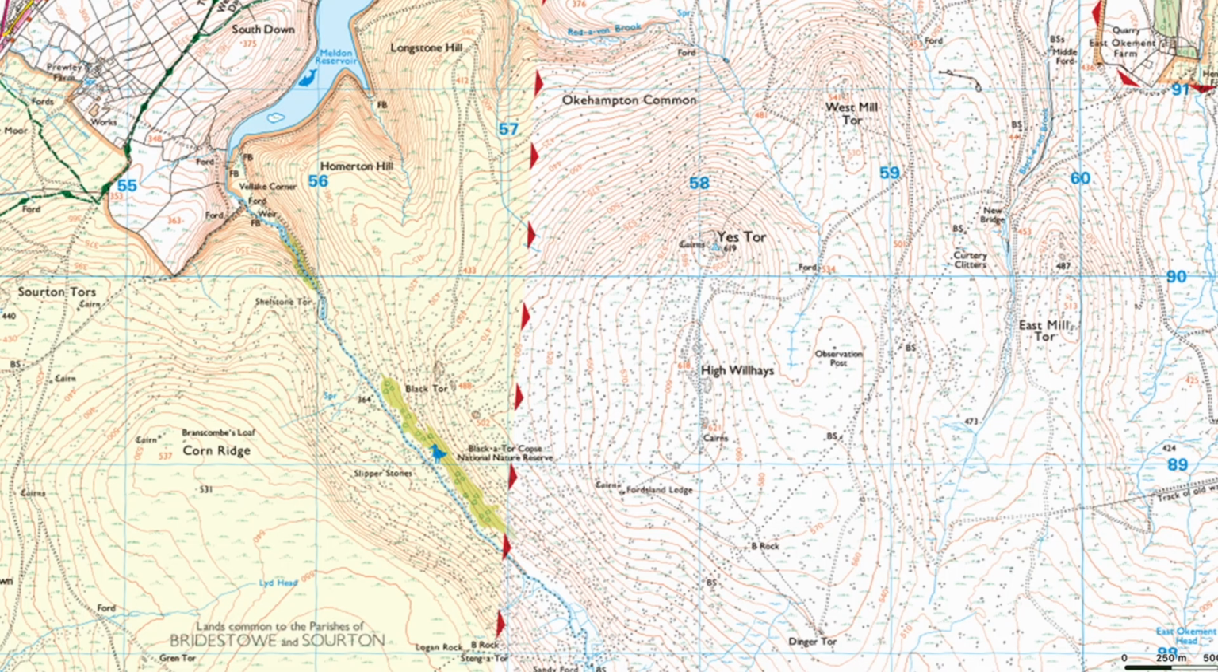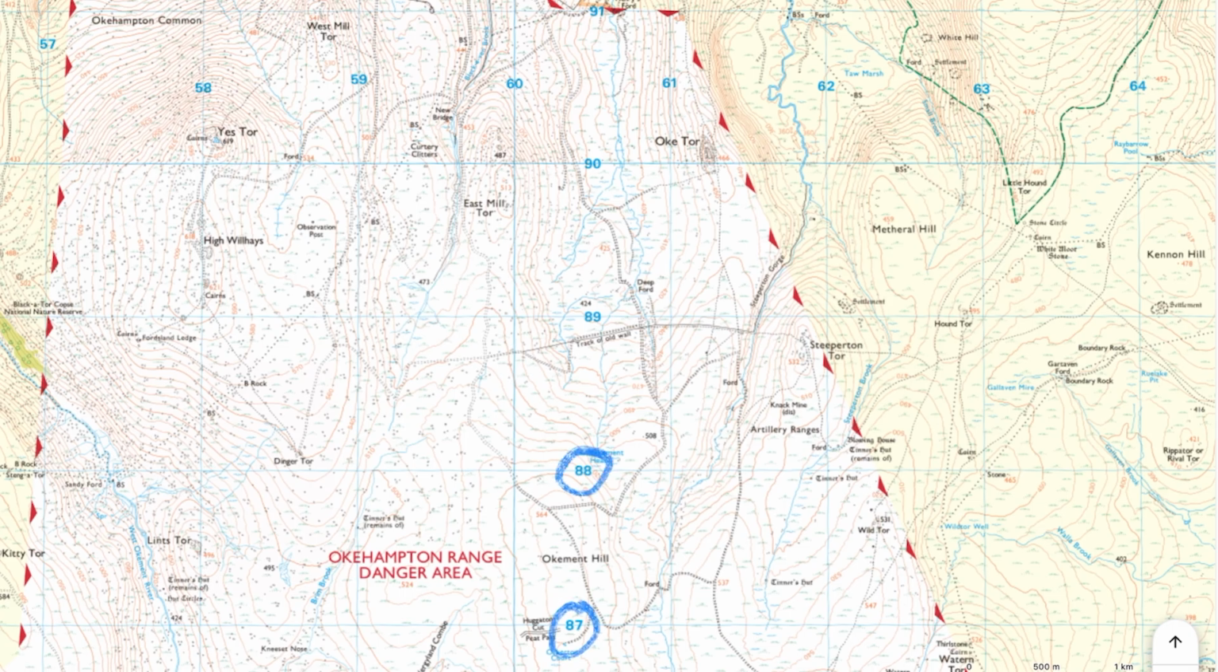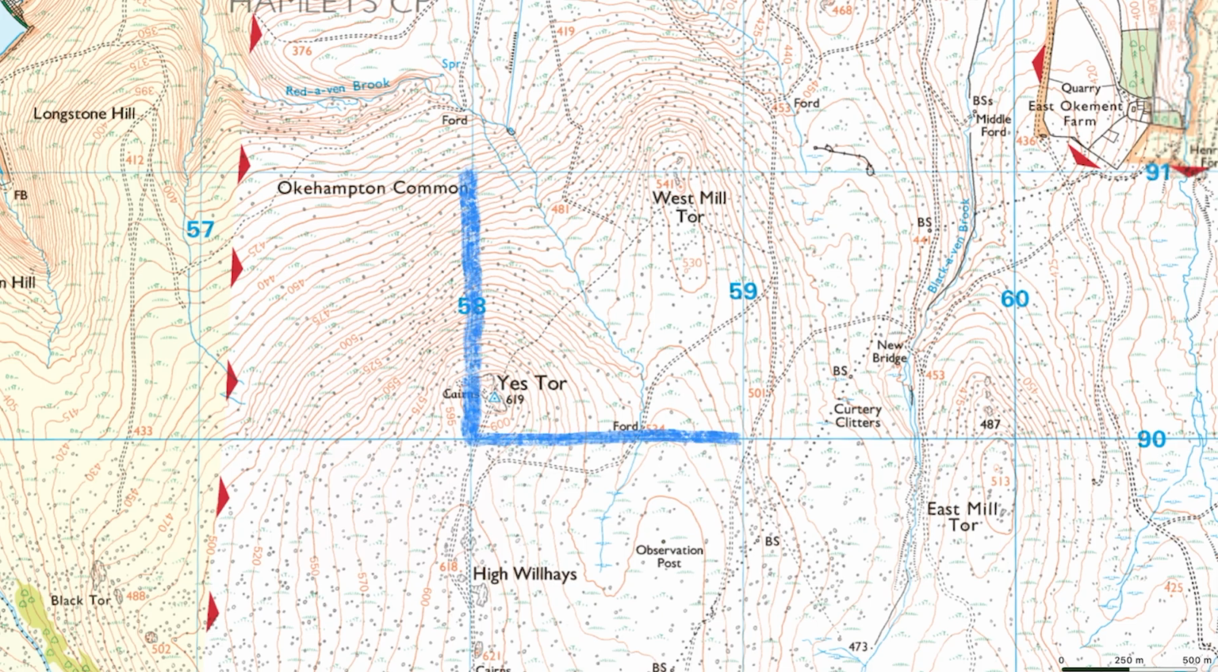Now we're going to talk about reading a map. The first thing I want to pick out is the grid. If you look at your map, you will notice that there are blue horizontal and vertical lines. The horizontal lines increase to the north and are called northings. The vertical lines increase to the east and are called eastings. These grid lines form squares. Each square is 1 kilometre by 1 kilometre, or 1,000 metres by 1,000 metres.